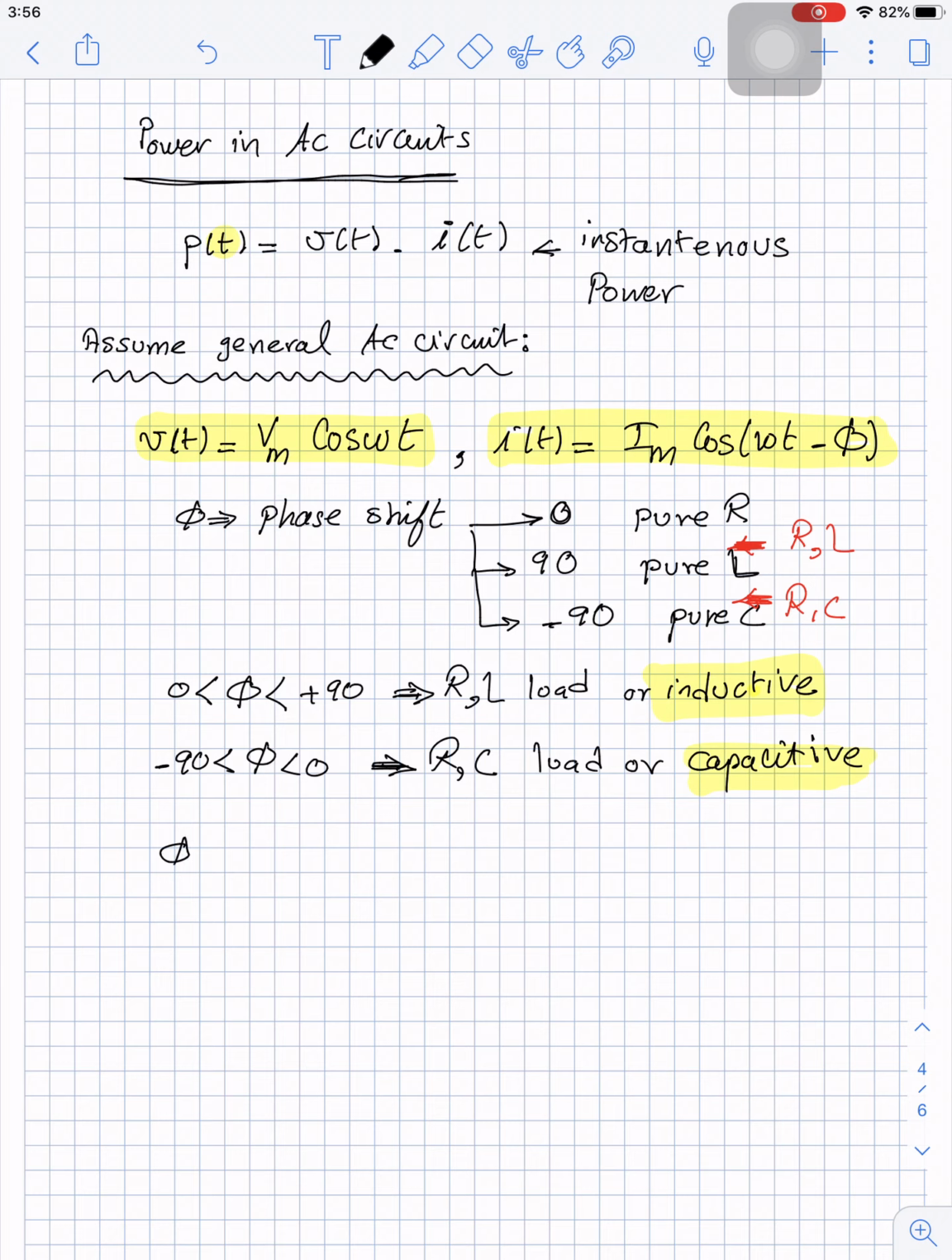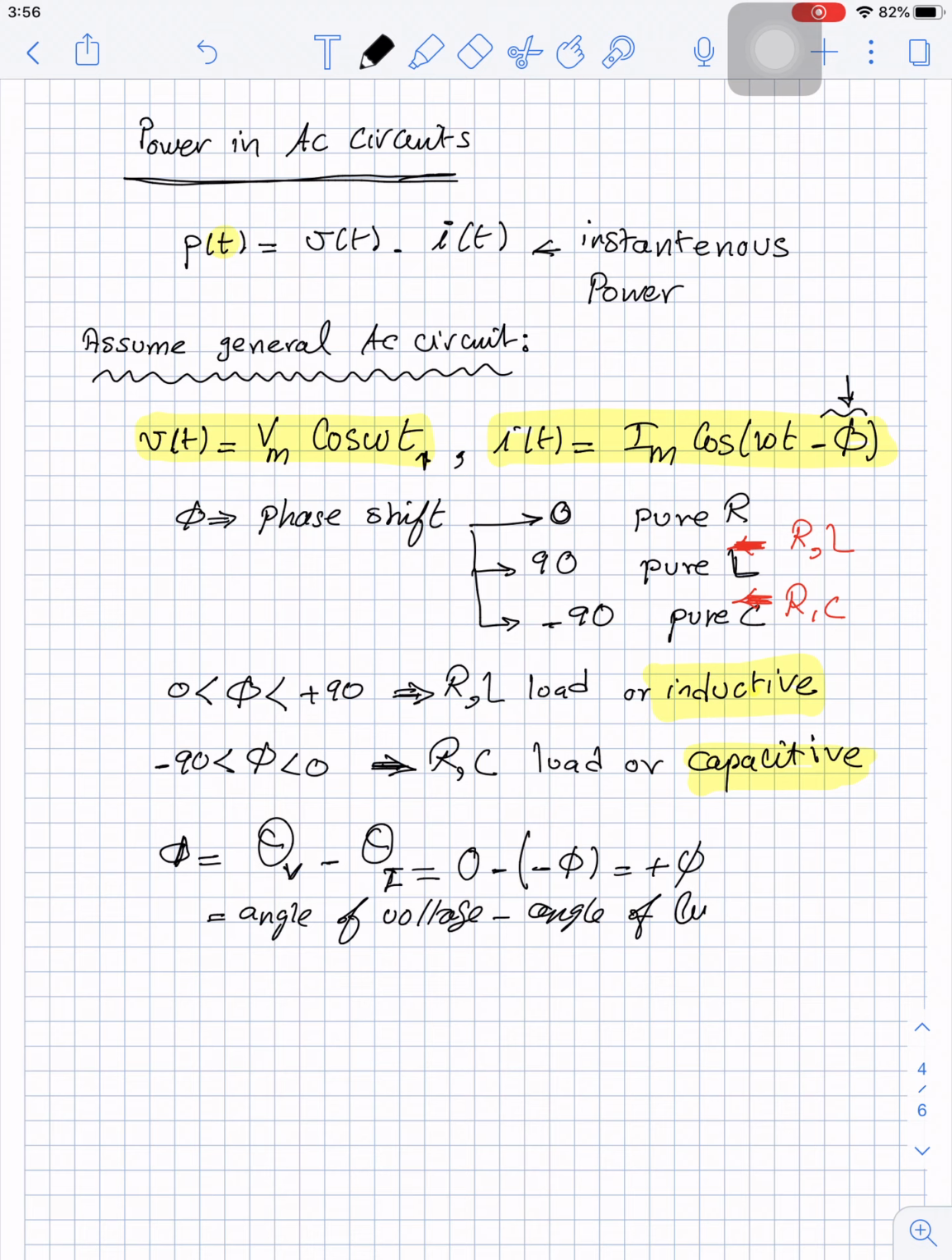Also, phi is simply the angle theta of the voltage minus the angle theta of the current. So if we look here, the voltage angle here is 0, minus the current angle here, which is negative phi. So this will equal positive phi. So we can define phi as the angle of voltage minus the angle of current. This is the definition of phi, or we give it the term, as we said, the phase angle. So this is the generic equation for v and i.